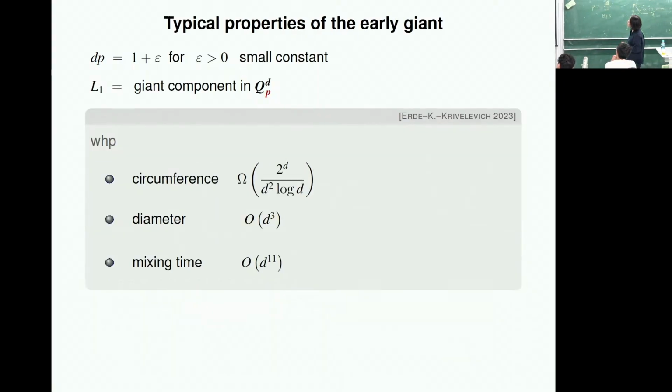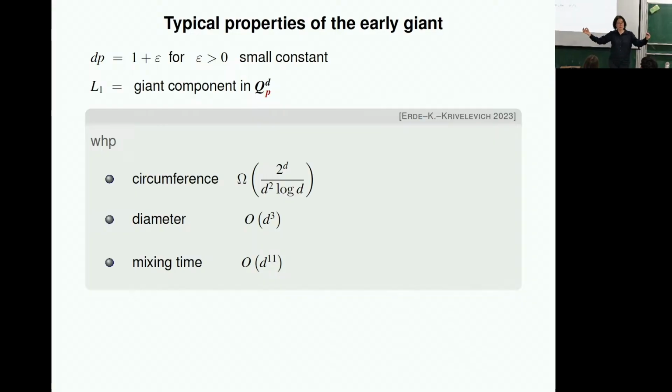And luckily, together with my colleagues some years ago, we could say something. In this early giant has a so-called large circumference. The length of the longest cycle is almost optimal. So 2 to the d is the total number of vertices. If a cycle covers 2 to the d vertices, we call it a Hamilton cycle, but we cannot guarantee that. But 2 to the d up to some poly in d, we can guarantee a long cycle. At least it's a lower bound.